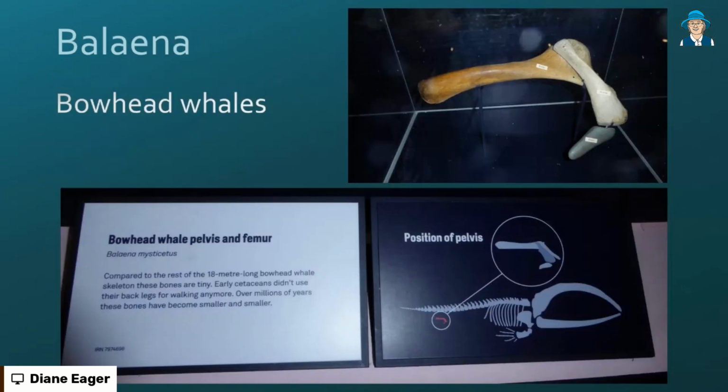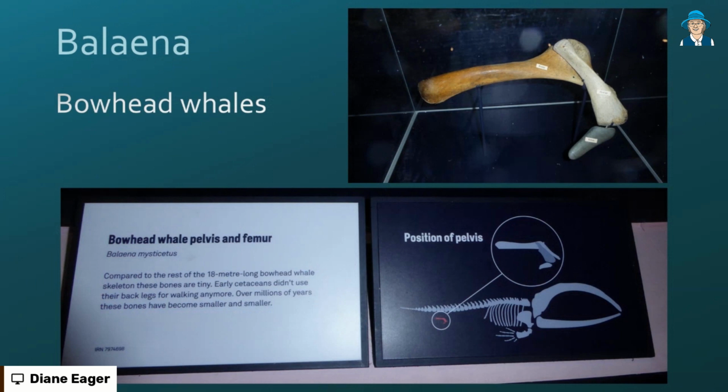And then the next step was Ballina. And now these are actually alive today. They are called bowhead whales, and they do have some little bones again in their pelvic region, but not connected to their spine. So they're not used for walking. In fact, they don't even project from their body. They are actually stabilizers for their pelvic organs. And you can actually see these in modern day whales.